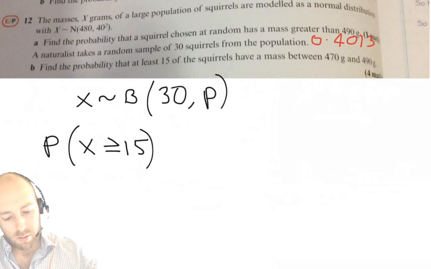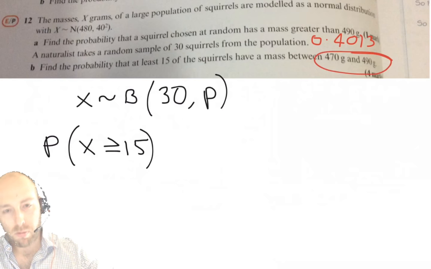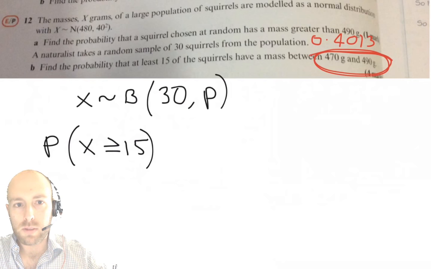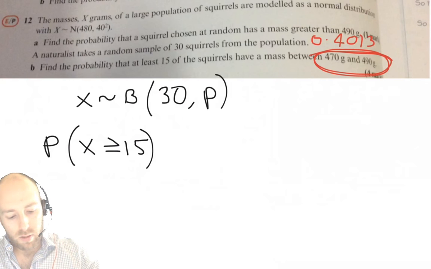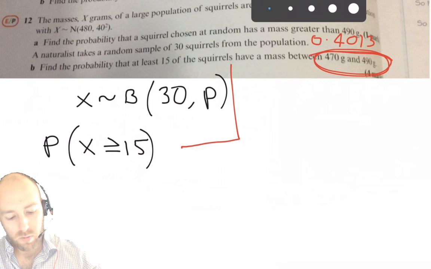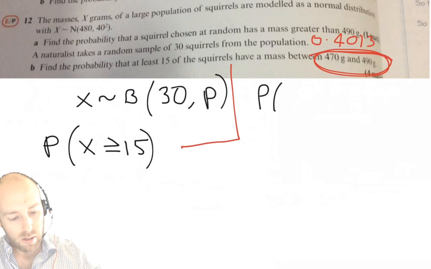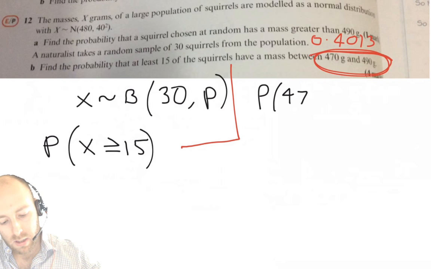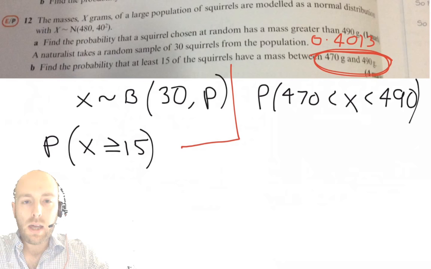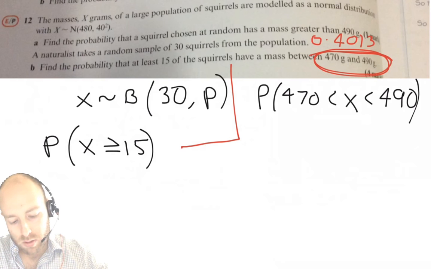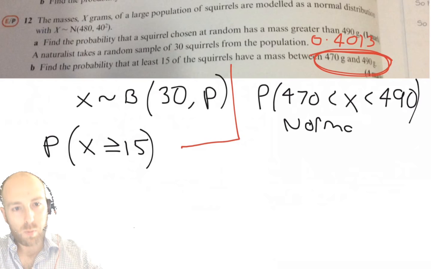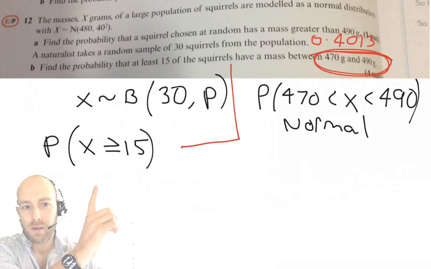Problem is, we don't know the probability. This is what we're looking for, the probability that they're between 470 and 490. So you've got to think first, we need to do some normal stuff. So you want to find the probability x is between 470 and 490, which is a normal question. So this part is normal, which we need to do first, and then this part, which is binomial.